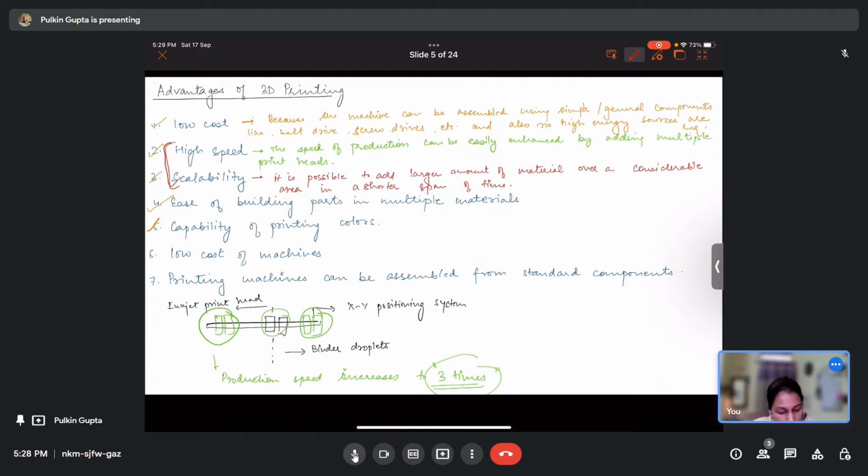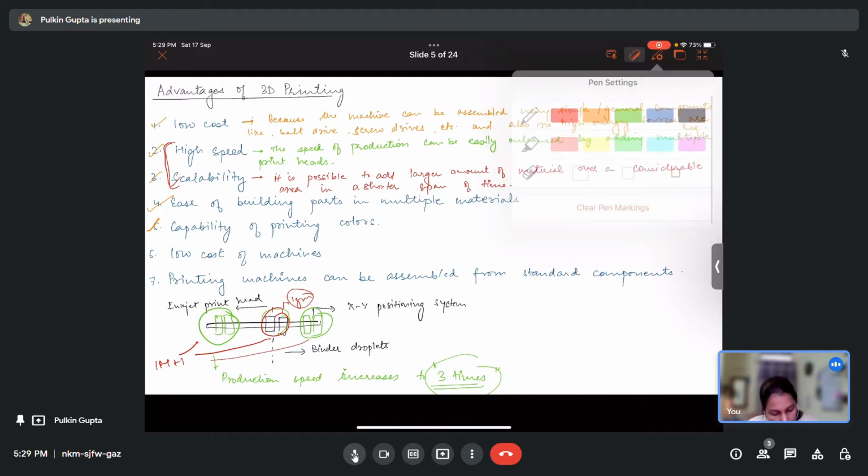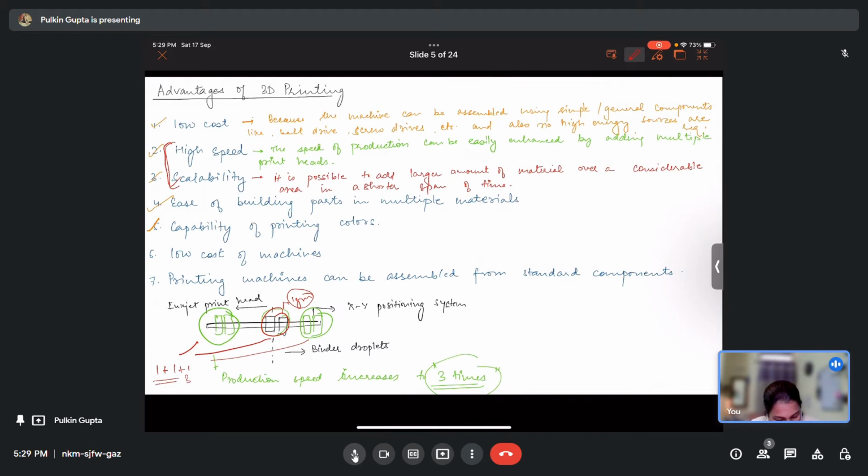So, for example, when one printhead was in use, you deposited 1 gram of material only. But now, when three are being used simultaneously, you can add 1 plus 1 plus 1 equal to 3 grams of the material simultaneously. Okay, so in a similar amount of time, your 3 grams of material is being deposited. So that is how you scale up the mass.